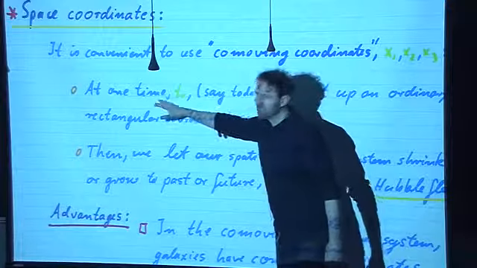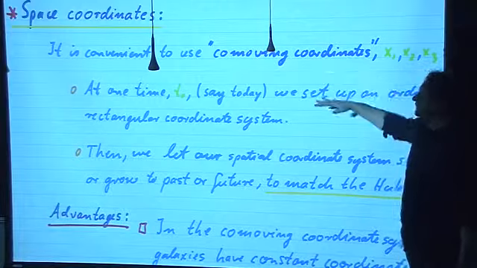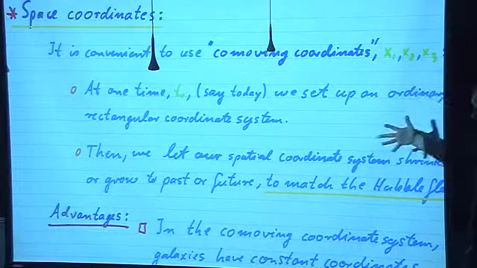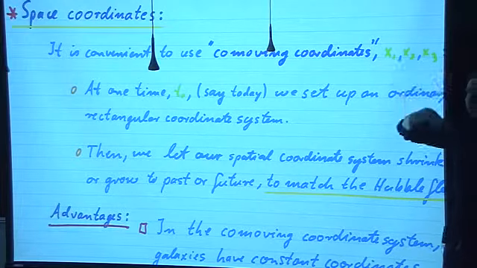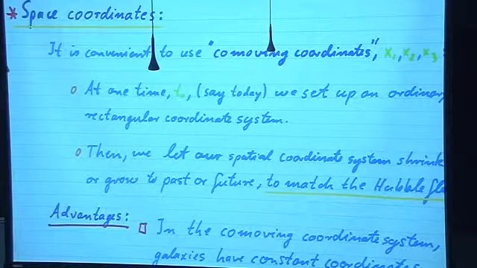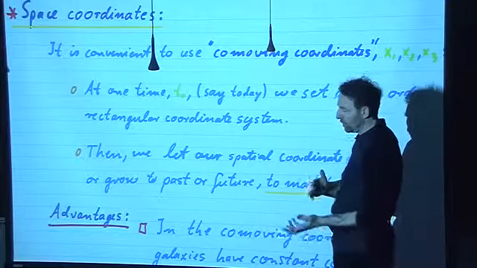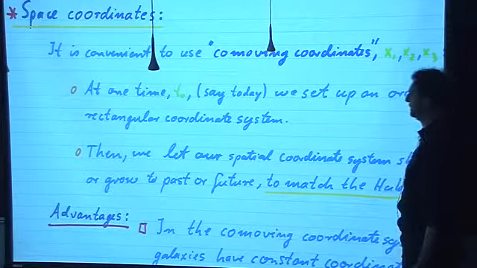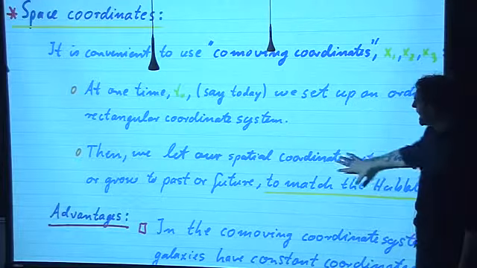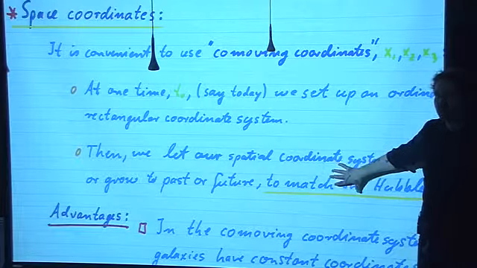We choose a time, it could be today, for example, and then we set up an ordinary rectangular coordinate system. So you take rods, each one a meter long, and you build a rectangular frame, and you do that for billions of light years across. So you have a coordinate system, and your coordinates mean, 100 in the x direction means like 100 meters or so. But the key with the co-moving coordinate system is that we let it grow and shrink with the Hubble flow.